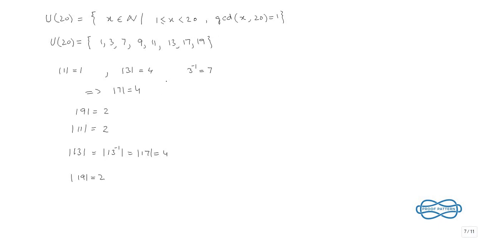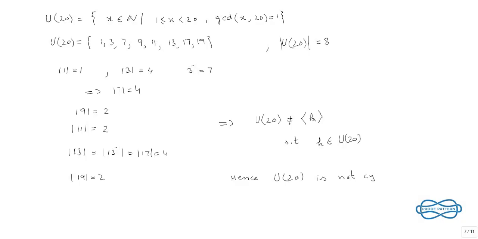We have checked all the elements, and all of them have order 1, 2 or 4, but the order of the unitary group under multiplication modulo 20 is 8. So this means the unitary group under multiplication modulo 20 cannot be generated by any integer k belonging to this group, and hence it is not cyclic.